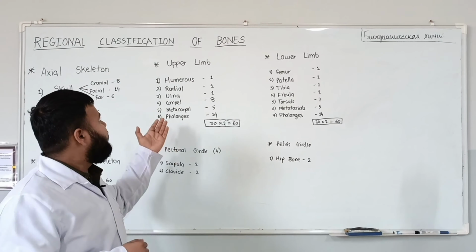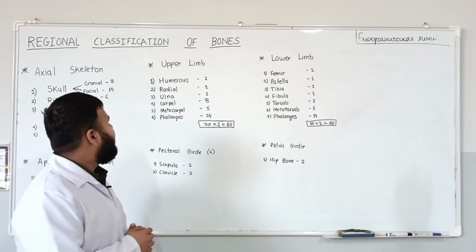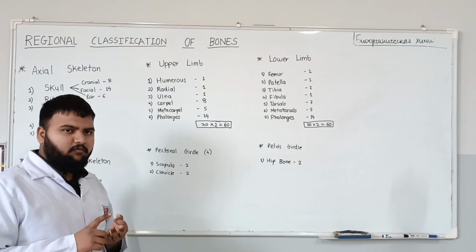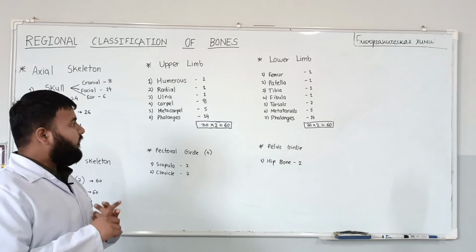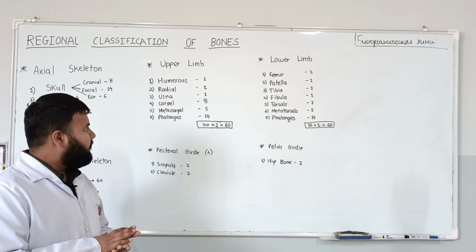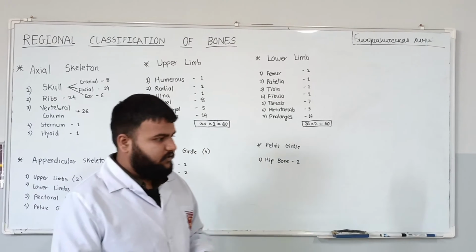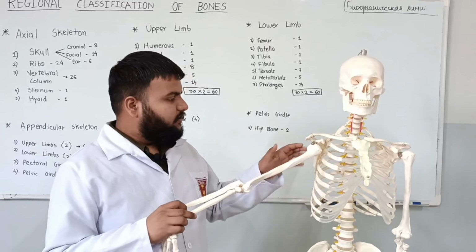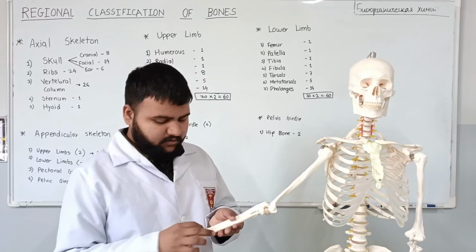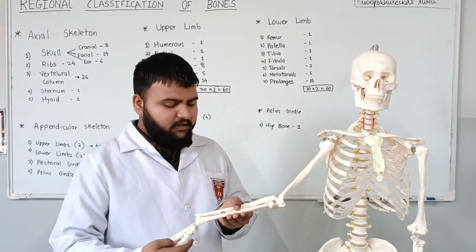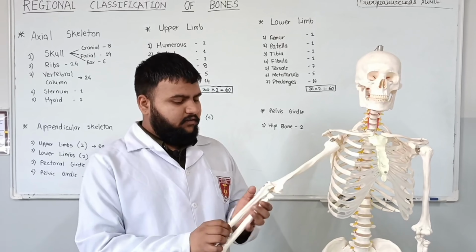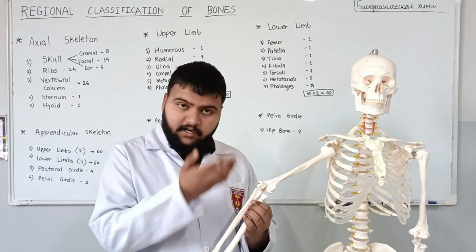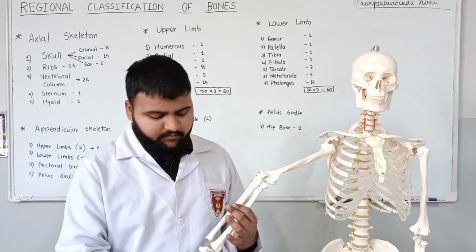Next we come to the upper limb. The upper limb consists of 1 humerus, 1 radius, 1 ulna, 8 carpals, 5 metacarpals and 14 phalanges. So here we have our upper limb. This long bone is the humerus. The thumb side bone is the radius. The bone that makes a joint with the humerus, that is our elbow joint, is the ulna.